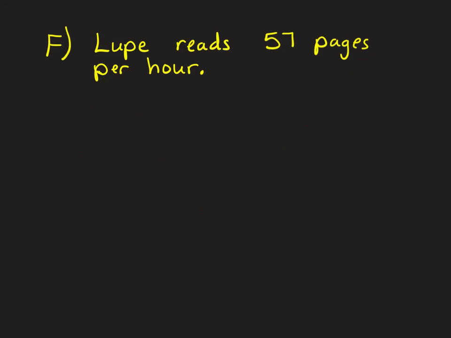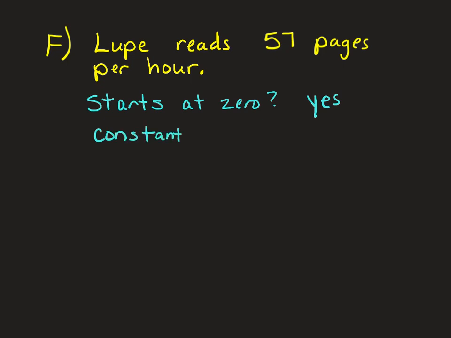Part F is another situation. Lupe reads 57 pages per hour. Let's see. Does she start at 0? If it doesn't say so, then we can assume that yes, she must have started at the beginning of a book. She starts at 0 pages, so yes. And is it a constant rate? It just says she reads 57 pages per hour, so that means each hour she reads 57 pages. It is the same every time. So yes. So is this a proportional relationship? Yes.